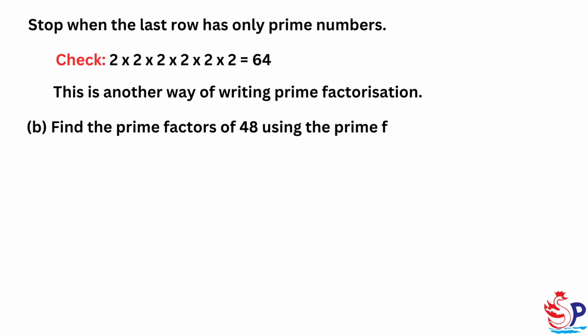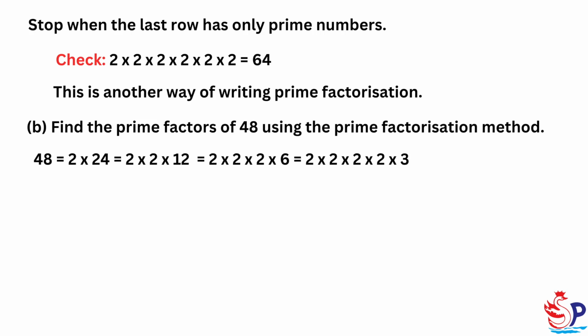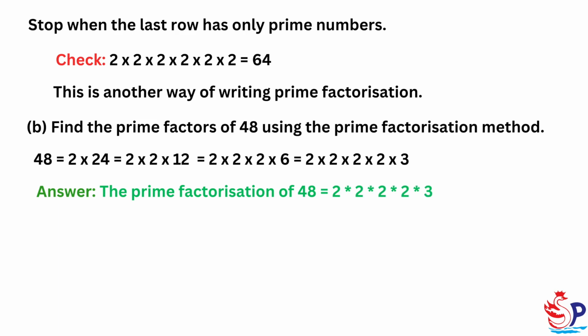B. Find the prime factors of 48 using the prime factorization method. 48 equals 2 multiplied by 24, equals 2 multiplied by 2 multiplied by 12, equals 2 multiplied by 2 multiplied by 2 multiplied by 6, equals 2 multiplied by 2 multiplied by 2 multiplied by 2 multiplied by 3. Answer. The prime factorization of 48 equals 2 multiplied by 2 multiplied by 2 multiplied by 2 multiplied by 3.